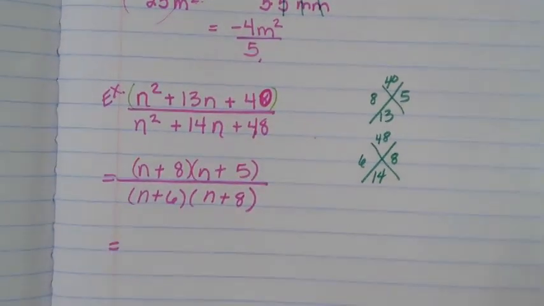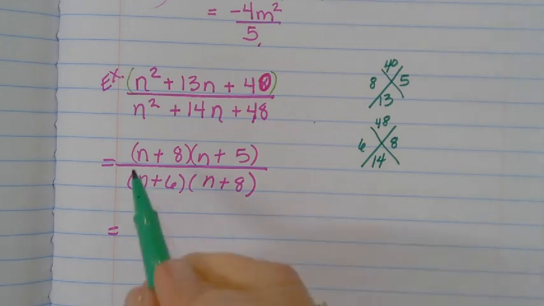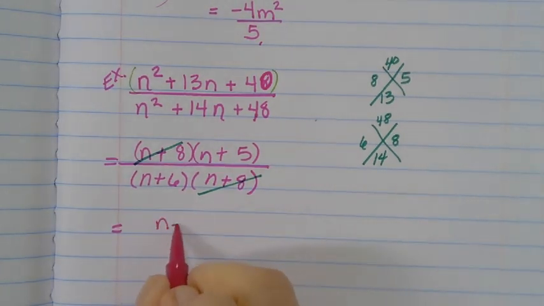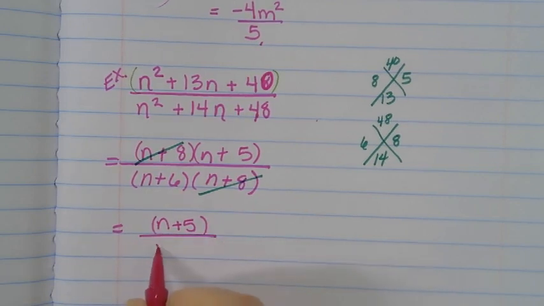Okay, so I have the numerator and the denominator factored. Now I cancel forms of 1. So same thing in the numerator and denominator. Do we have any? The n plus 8s, right? Can I cancel these n's? No, they're attached with their numbers. They have to go together. So we're done. n plus 5 over n plus 6.